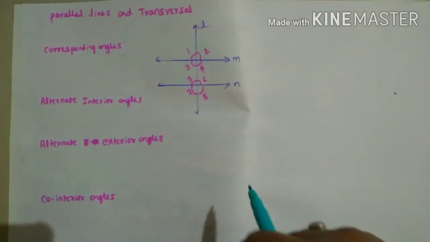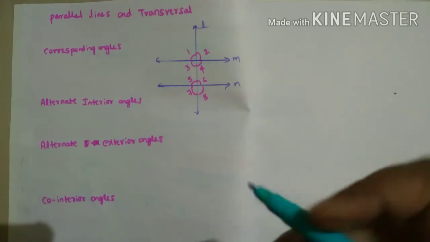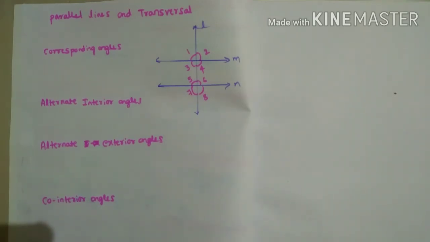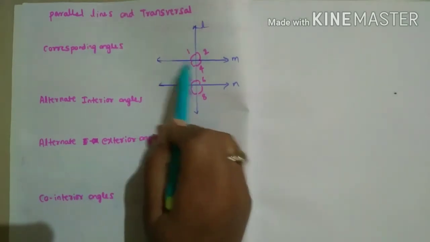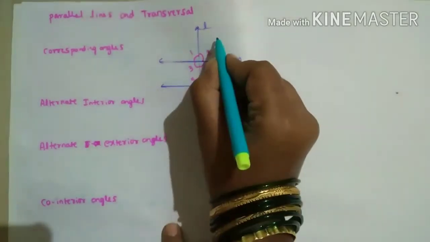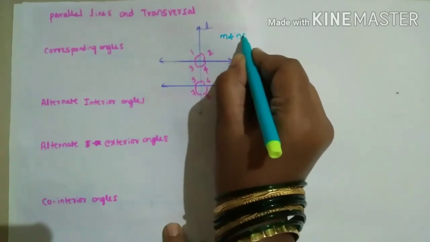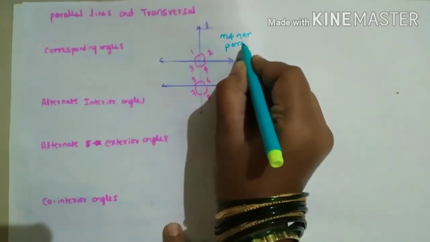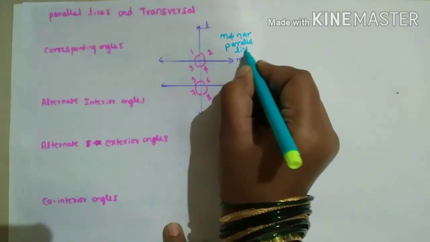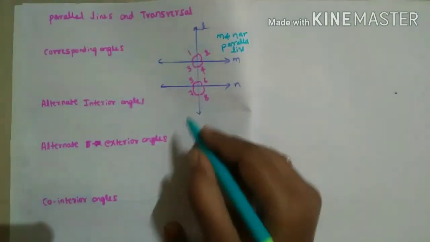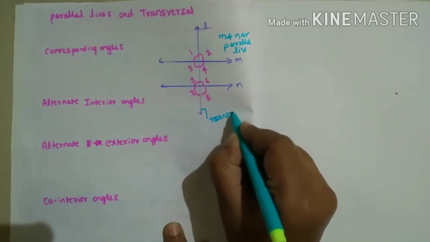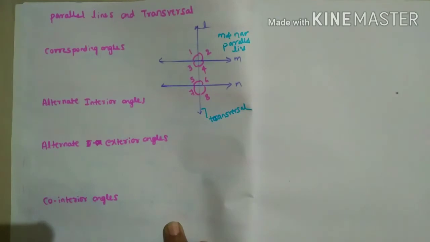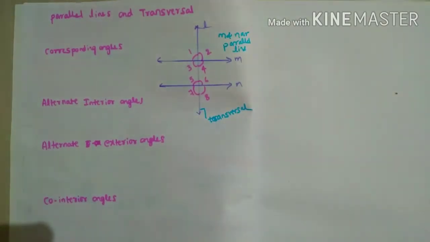And we'll see parallel lines and a transversal here. This is also one of the important concepts in the lines and angles chapter. Here just observe, two lines I considered here, M and N. These two lines are parallel. Here M and N are parallel lines, and this line L is a transversal. This is called a transversal.